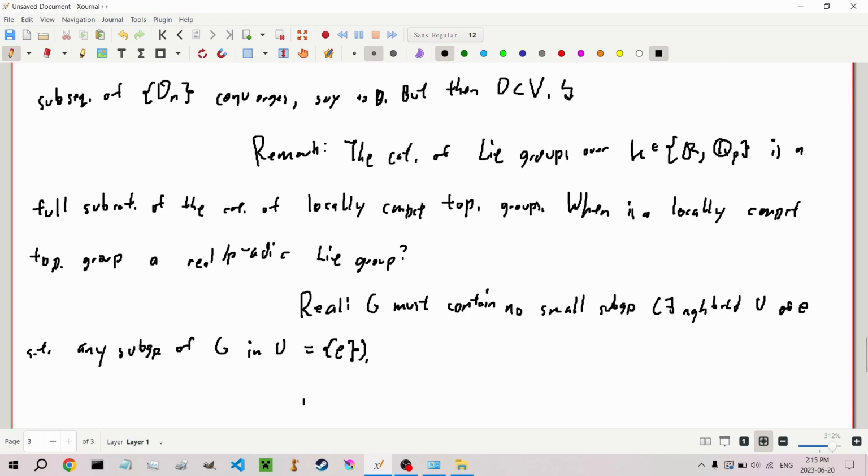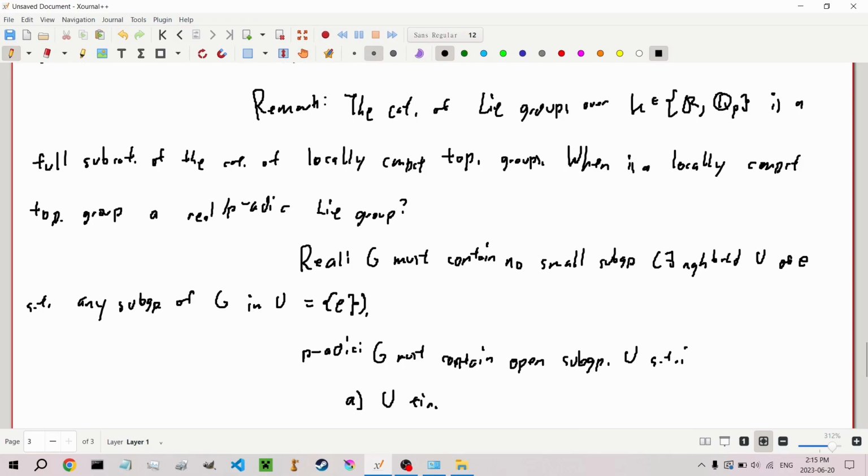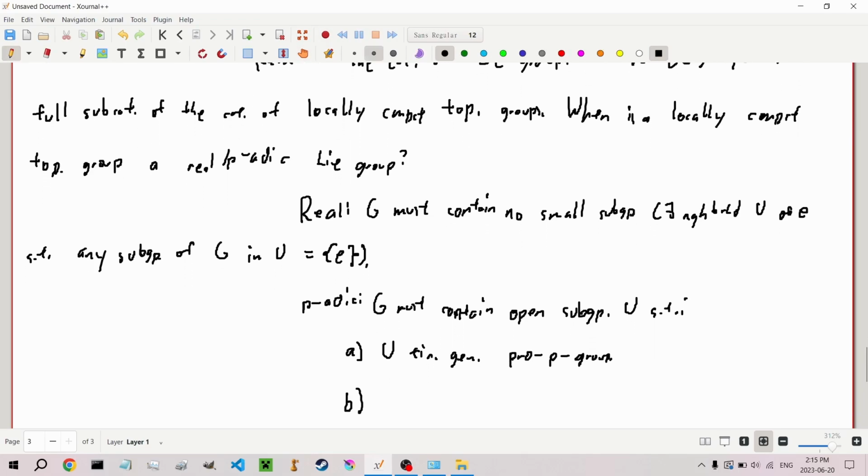And in the p-adic case, this is by Lazard, the group G must contain an open subgroup U such that, first off, U is a finitely generated pro-p group, and secondly, the commutator subgroup (U, U) must be contained in U to the p squared, which is the set of p squared powers.